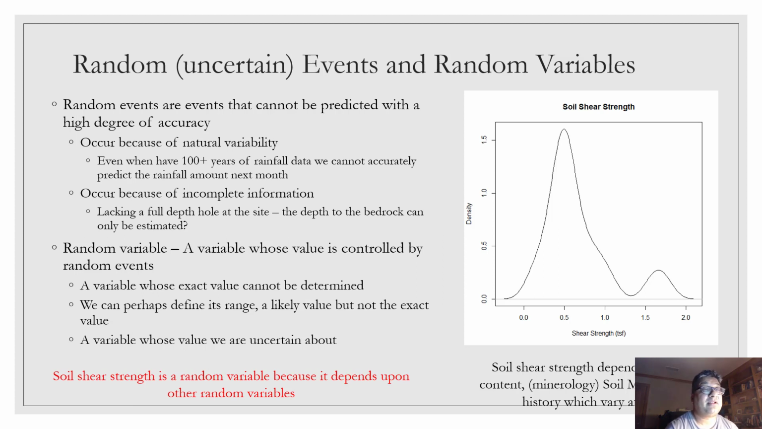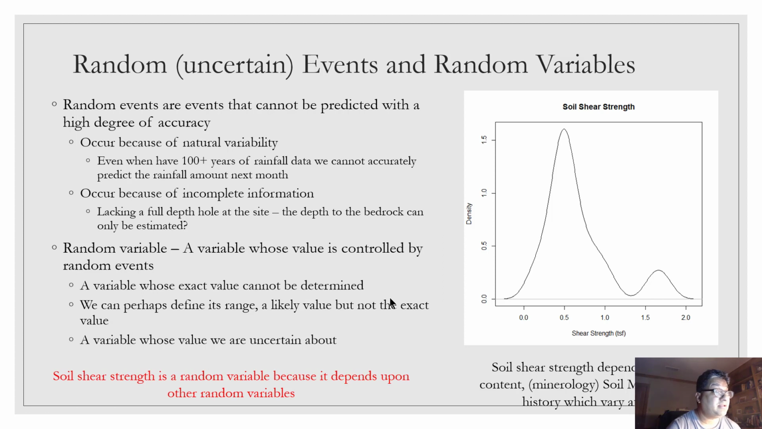So again, I'm showing some soil shear strength data from that San Francisco site, and what we see here is that the very likely value is about 0.5, but you can see that the range of values can be quite a bit. It can be as high as 2, definitely very close to 0, and so on and so forth. So a variable whose value we are uncertain about is a random variable.